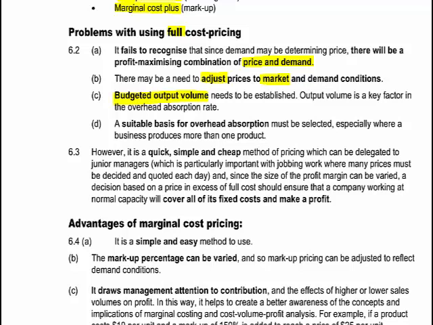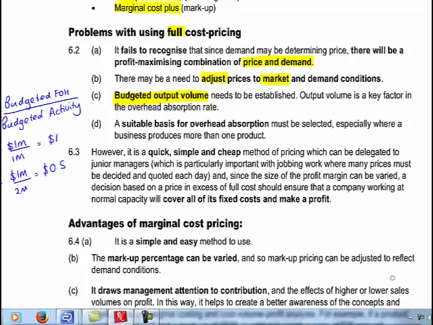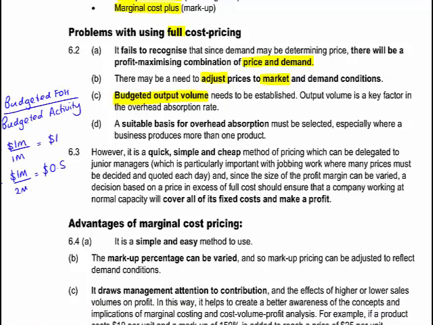The other thing that's very key is that budgeted output volume needs to be established, because that's going to affect the overhead absorption rate and the number of units which the overheads will be charged against, and therefore that's going to have a direct impact on the selling price through those number of units. If we remind ourselves of the formula for the overhead absorption rate, I can explain that more fully. So if you have a look, I've just jotted down the formula for the overhead absorption rate.